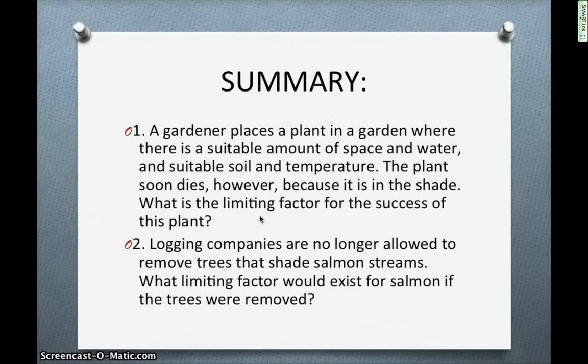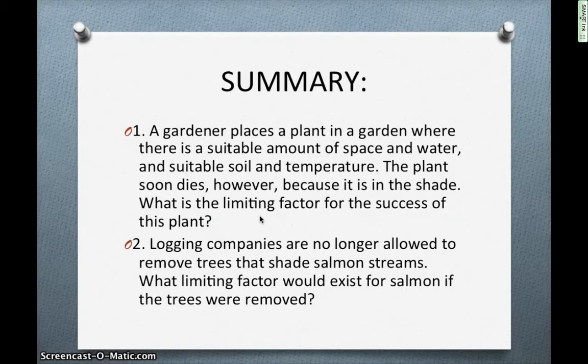So let's do 2 summary questions just to see how we would do here. Number 1, a gardener places a plant in a garden where there's a suitable amount of space and water, and suitable soil and temperature. The plant soon dies, however, because it is in the shade. What is the limiting factor for the success of this plant? You should be able to determine that the limiting factor is the amount of sunlight. If it's the shade that's affecting the plant and there's suitable space, water, soil, and temperature, it must be the sunlight that's preventing its growth.